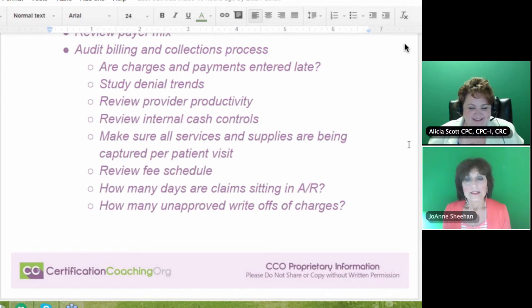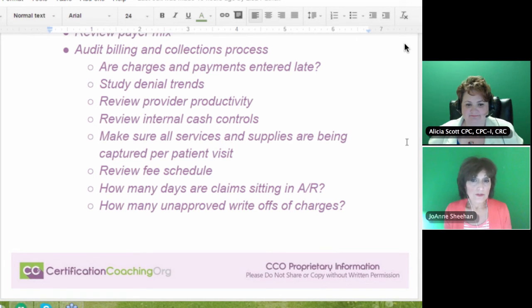But okay. So now the other thing is, you want to make sure all services and supplies are being captured by patient visit, and that's an occasional audit. I'm just saying something as simple as a doctor or a nurse practitioner forgets to indicate that she administered a vaccine, and the vaccine costs the doctor anywhere from $175 to $250 if it's Zostavax or Gardasil. And if you don't put that down, we don't bill it, the practice doesn't see the money.